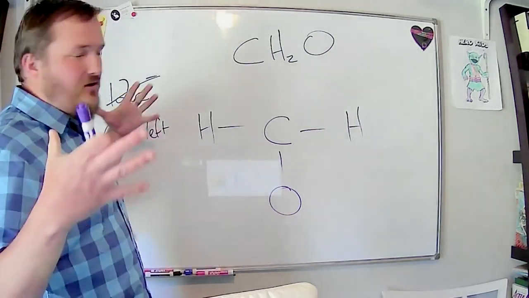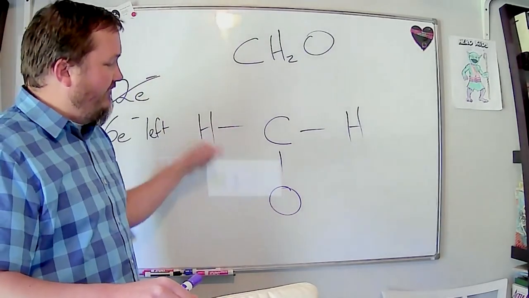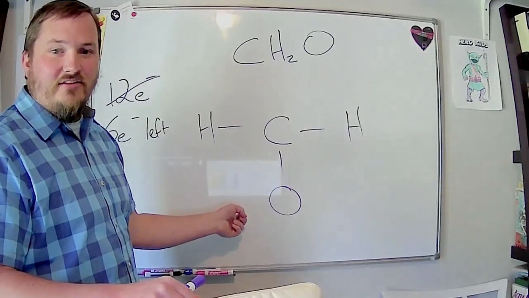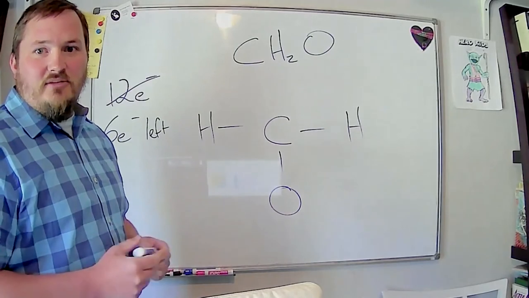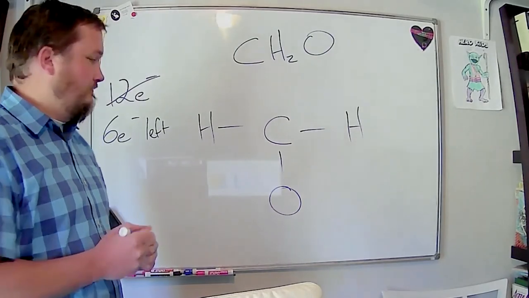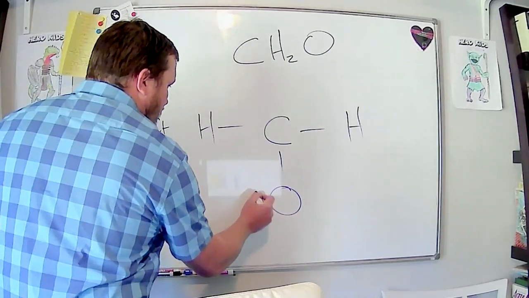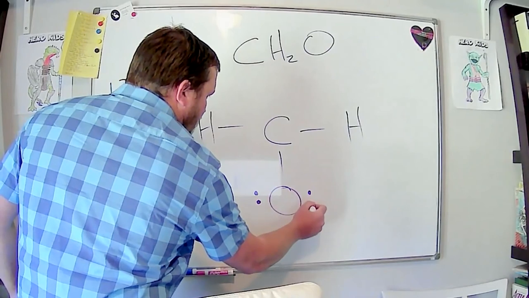And so I generally go from the outside in when I'm doing this, because your more electronegative elements are the ones that are more important to make sure they have a full valence. So the oxygen needs to gain another 6 electrons to be completely stable. And we have 6 electrons left. And write them in.